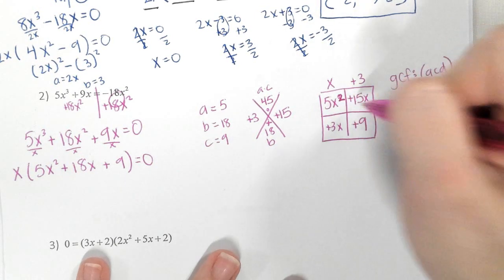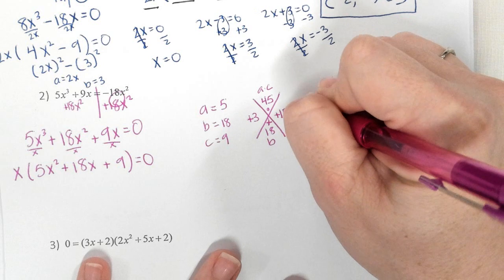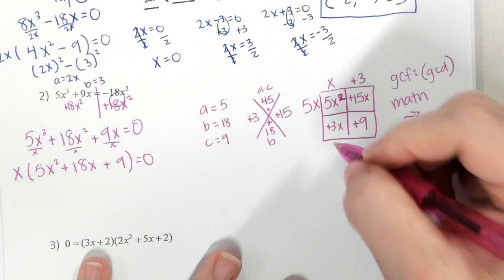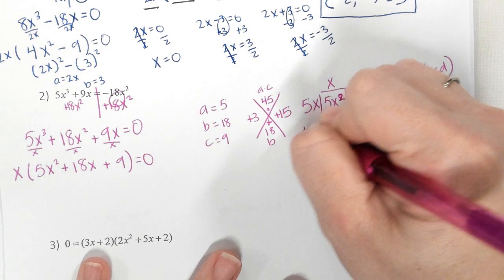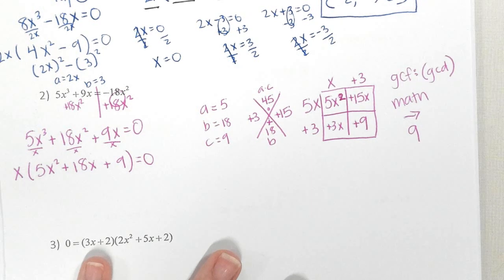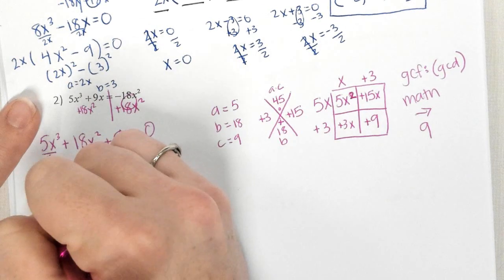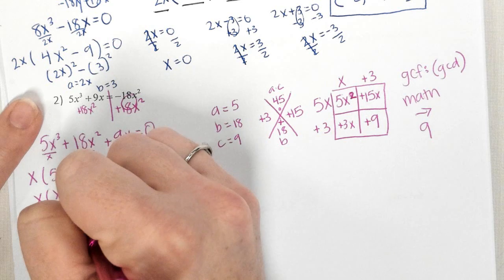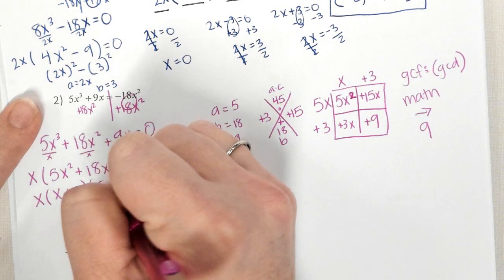Okay, does 5 go into 15? Yes. And they both have an x, so 5x. Does 3 go into 9? Yes. And it's positive, so positive 3. So now I have x, and then I have x plus 3, and then I have 5x plus 3.